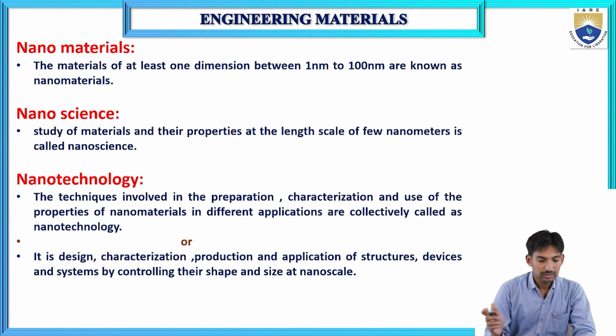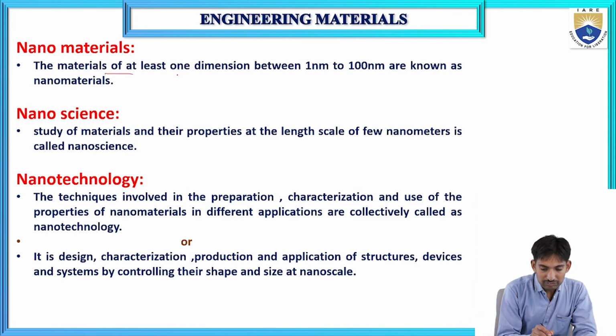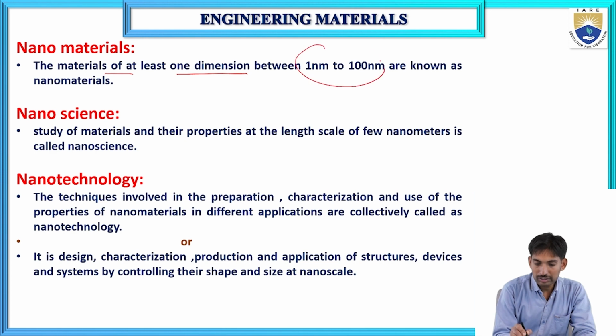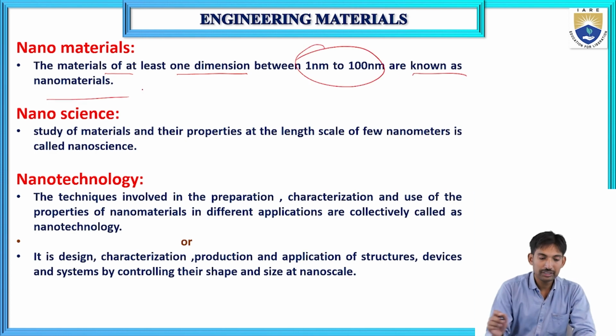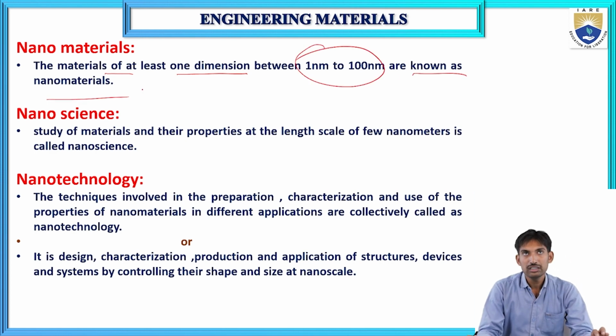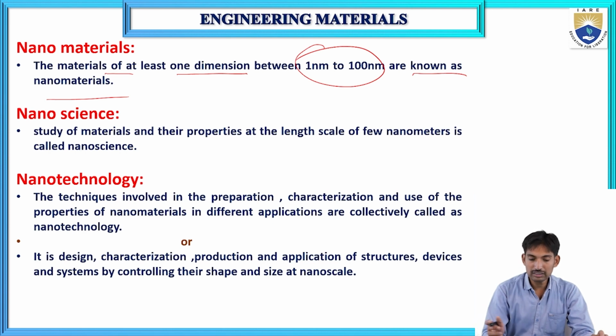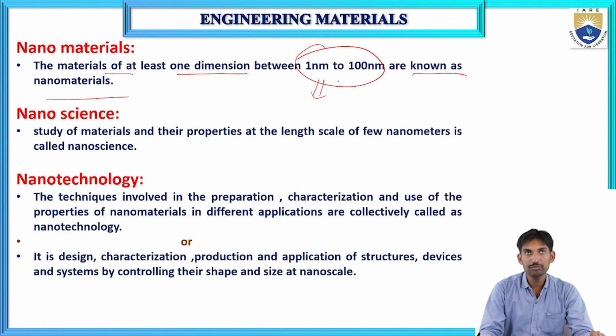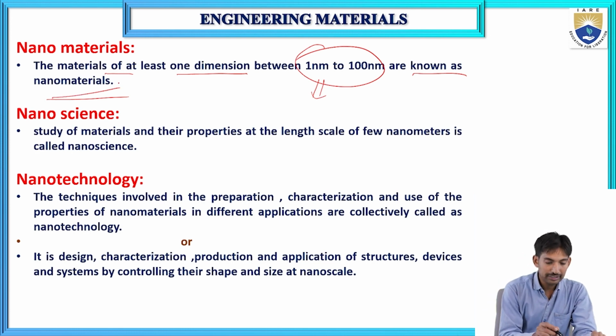Then nanomaterials. The materials of at least one dimension between 1 to 100 nanometers are known as nanomaterials. What is meant by nanomaterial? In the material, in three dimensions, at least one dimension should be of size 1 to 100 nanometers. That material is called nanomaterials.